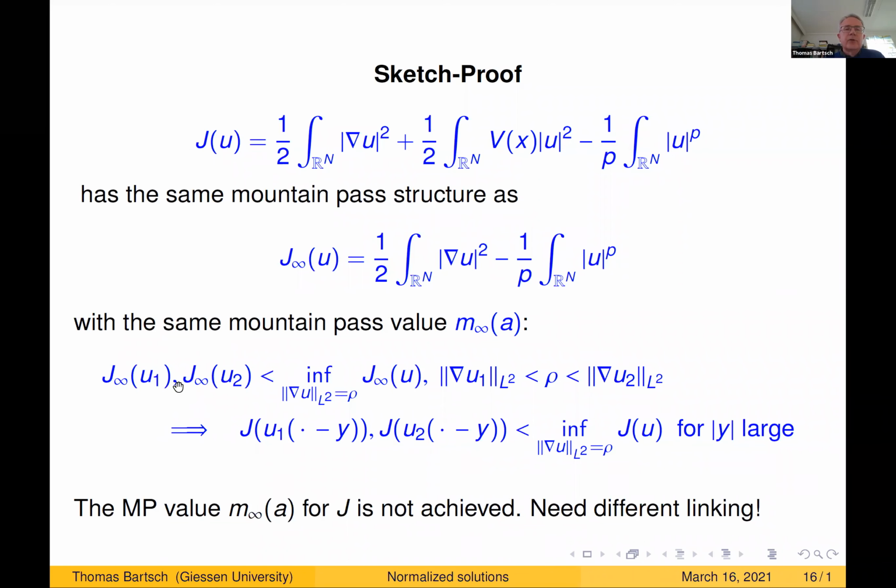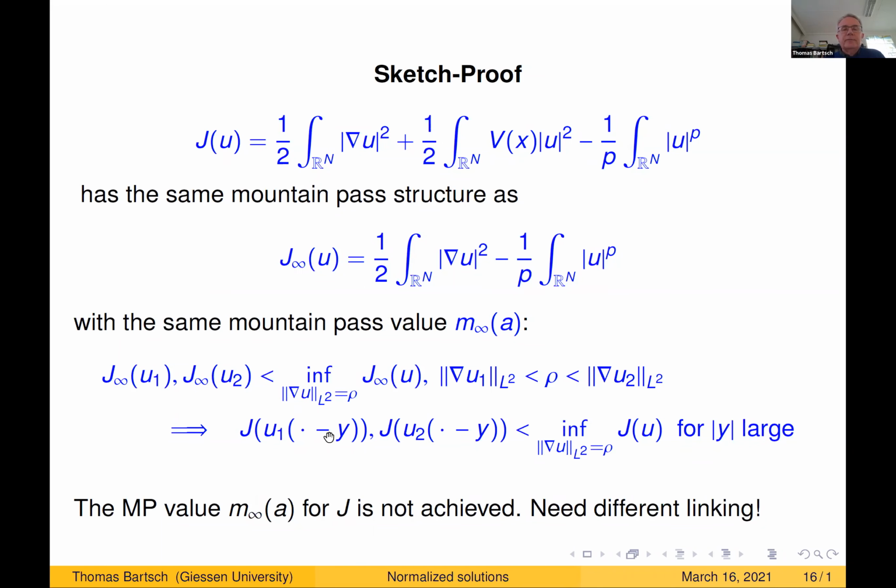Namely, there exist, to remember this, two elements u1 and u2 in the L2 sphere, separated by the L2 norm of their gradients in this way, such that the value of J infinity, this was the J from the original problem, now with the explicit pure power here, is such that J infinity of u1 and J infinity of u2 is less than J infinity if you look only at those u in this L2 sphere where the L2 norm of the gradient of u is equal to rho.